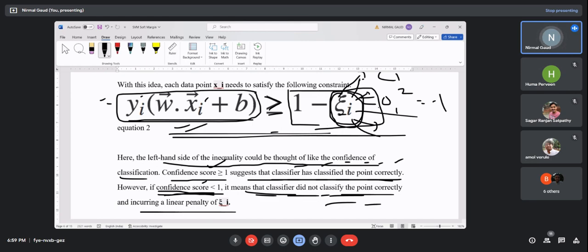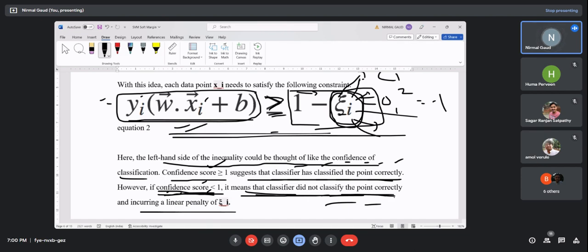So if the error is 0, then you are having greater than or equal to 1, and if error is present, obviously this value is going to be less than 1. If it is less than 1, this is the confidence score, and that means the classifier does not classify the point correctly, that's it.